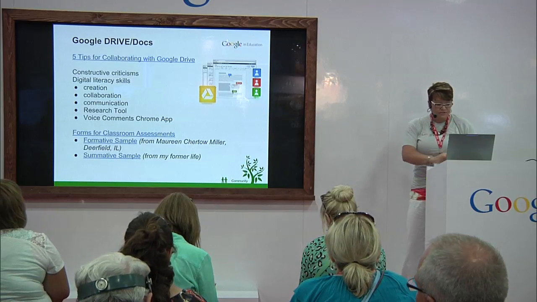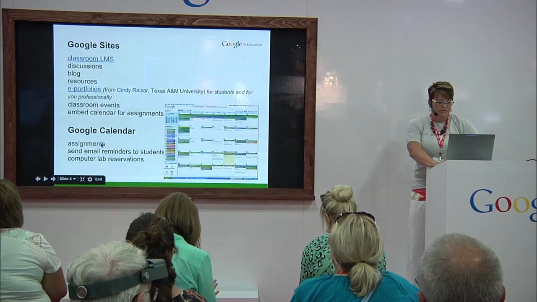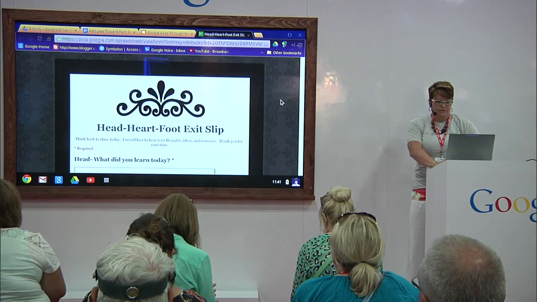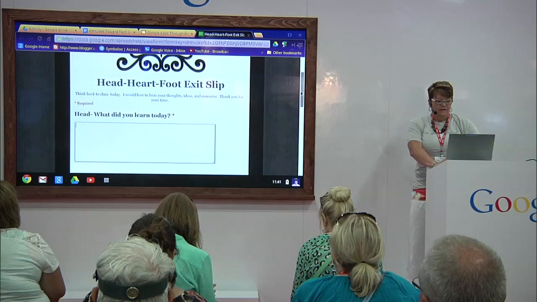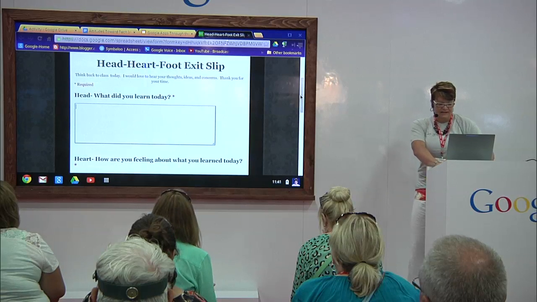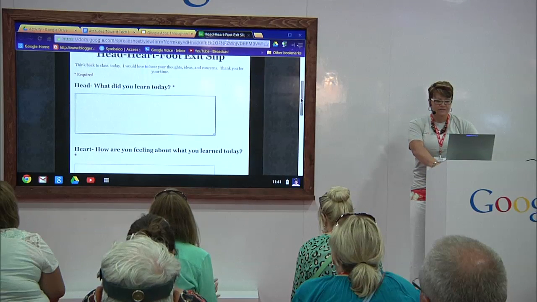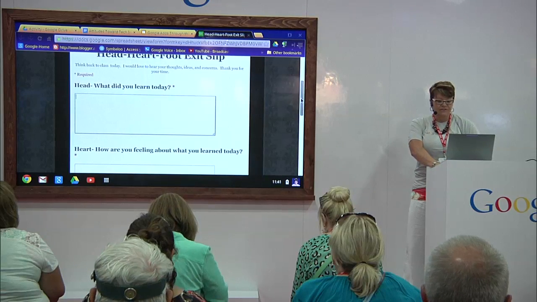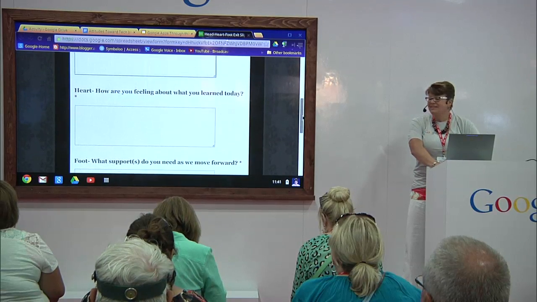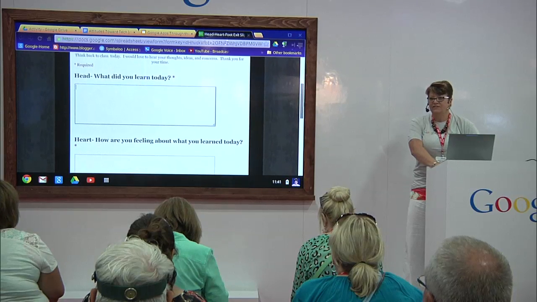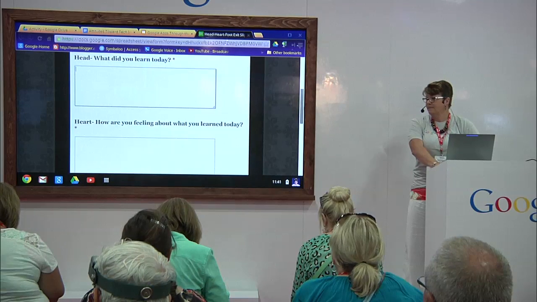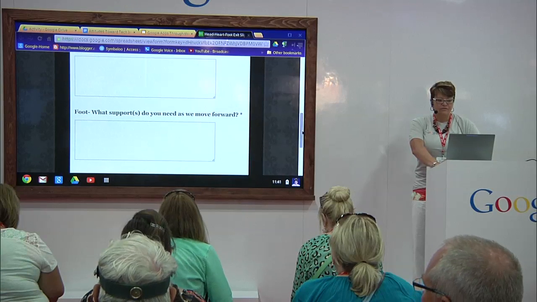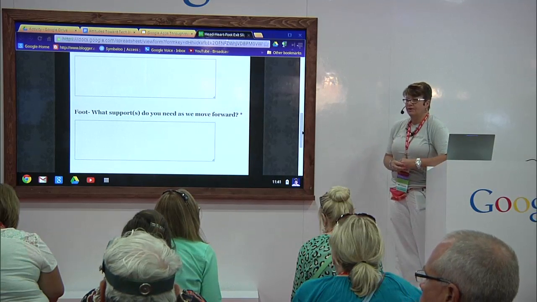You can also use it for summative assessment. I'll show you an example of a formative sample, and it's very, very simple. Head, heart, foot. It's an exit slip with 3 questions. What did you learn today? That's what's in your head. How are you feeling about what you learned today? And if you make this anonymous, you're probably going to get a lot more honest feedback, especially on the formative stuff. And foot: what supports do you need to move forward?